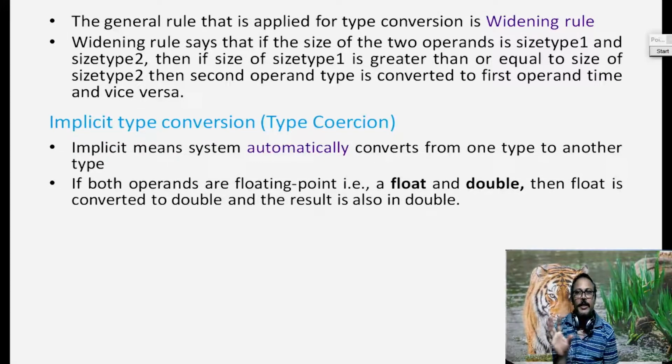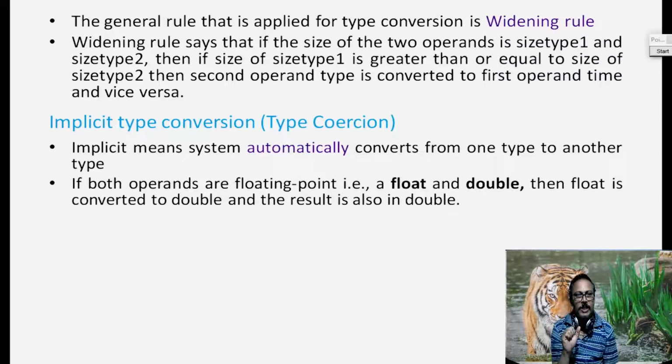Usually you don't find it in programming language textbooks. Maybe in some principles of programming language books you may find it. So simply if you remember the widening rule, that's enough. In case of any ambiguity, you can just apply the widening rule.